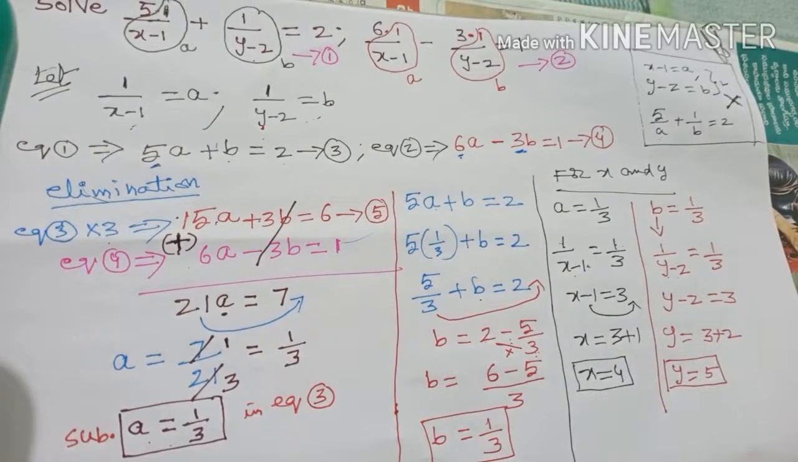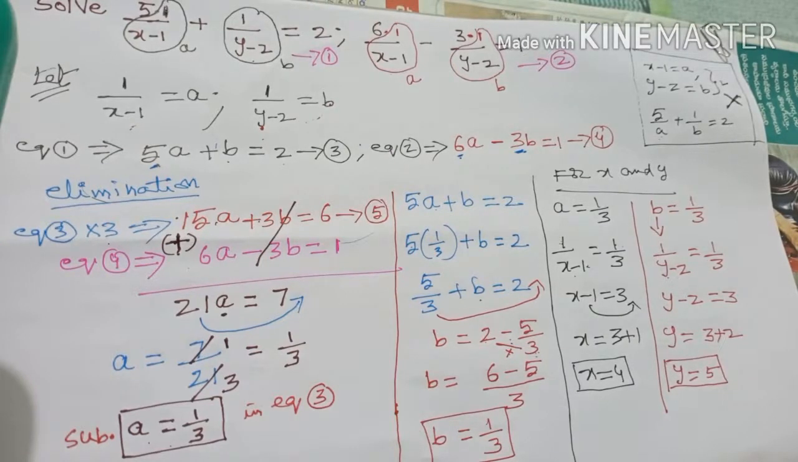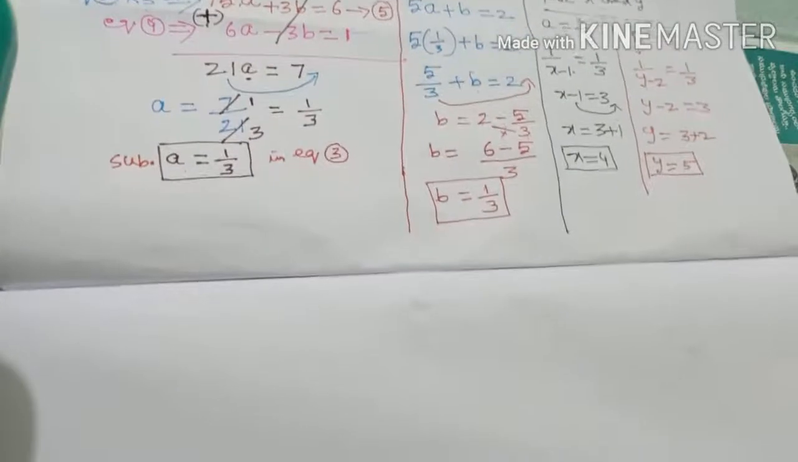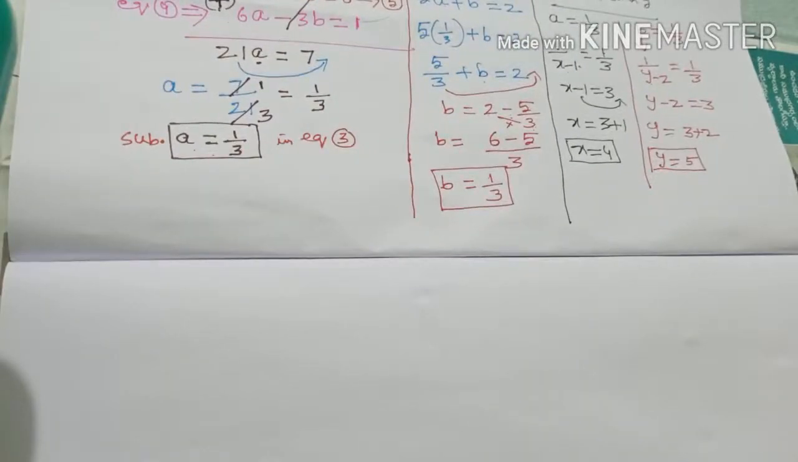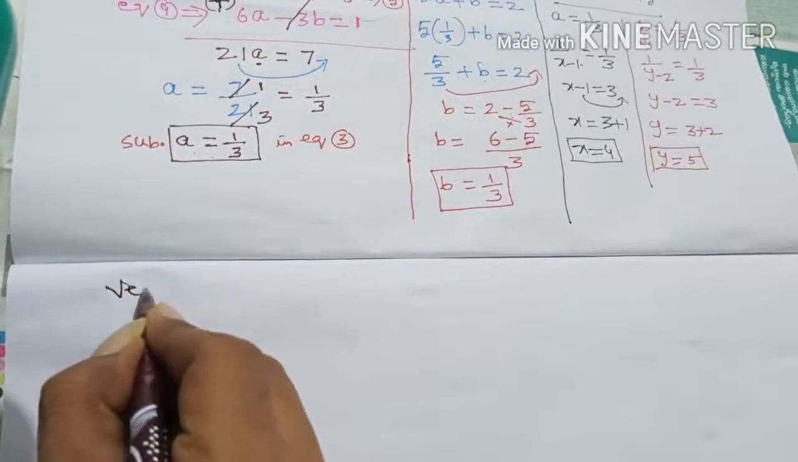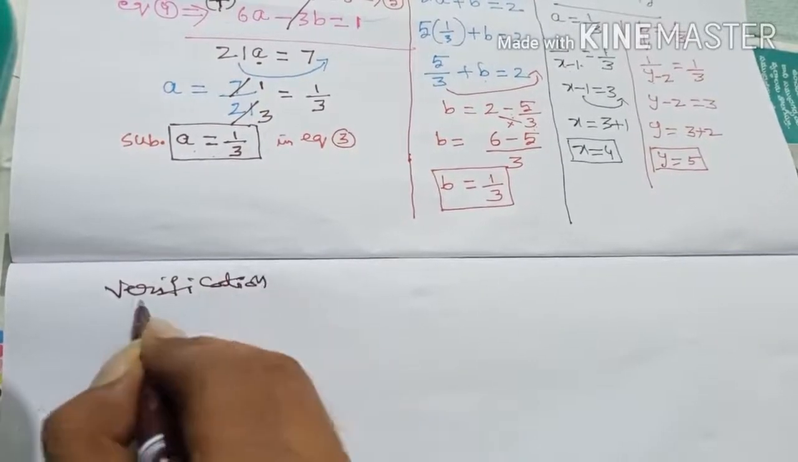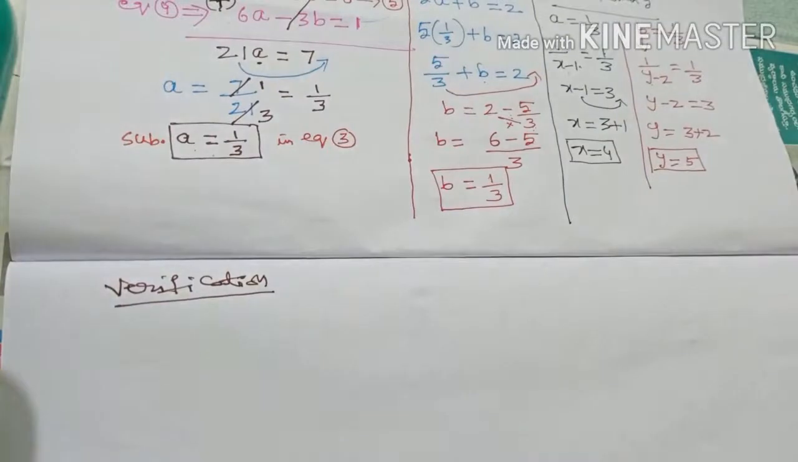But here I have a small doubt whether my answer, that means whether my solution is a right one or wrong one. So how can I clarify my doubt? So to clarify your doubt, you have a verification process. Now we will go through the verification. It makes us very comfortable. How can you verify the equations?